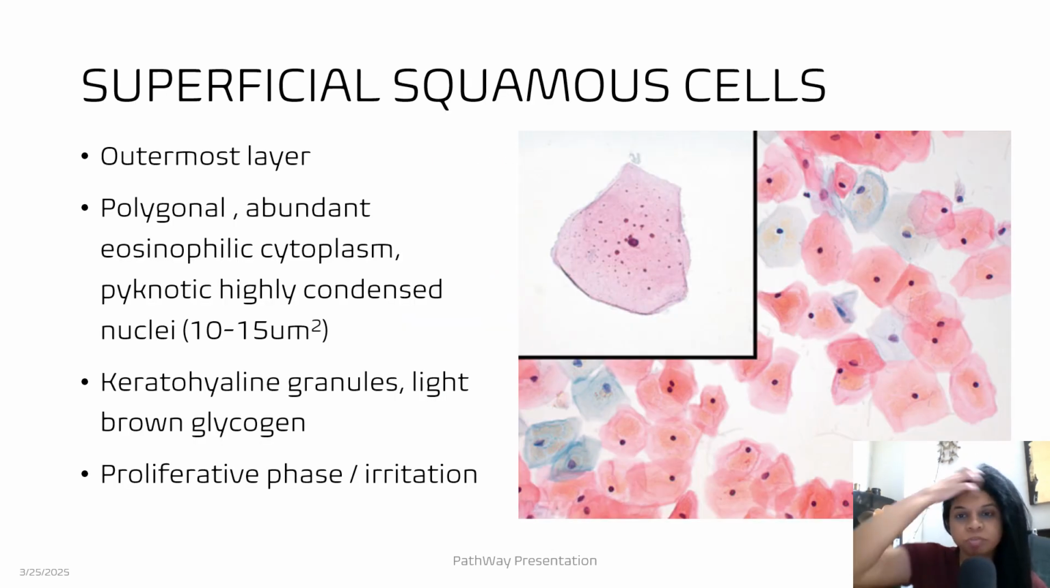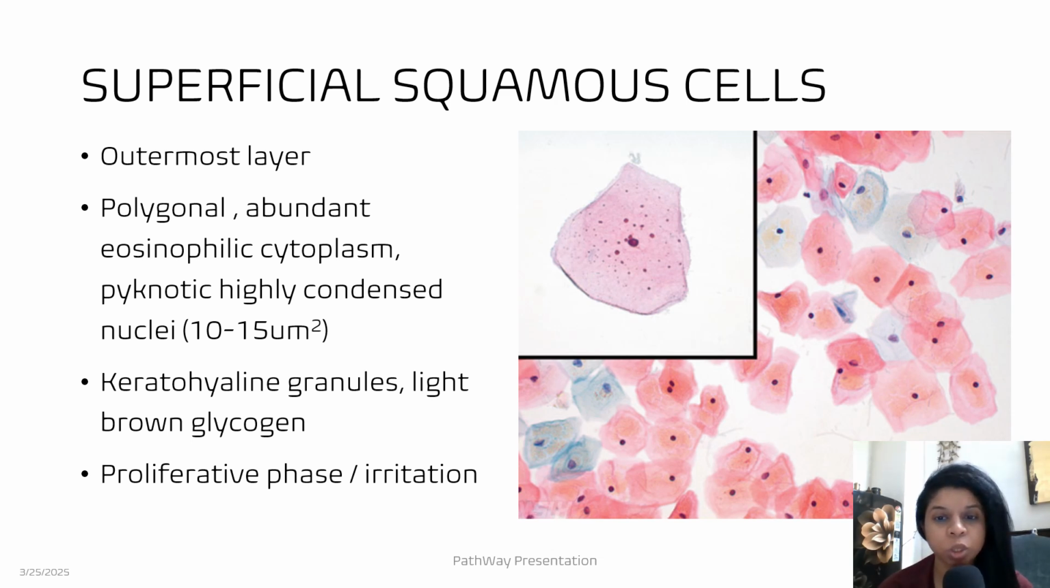So this is how a superficial squamous cell looks. It is the outermost layer, and as you can see, the cells are polygonal with abundant eosinophilic cytoplasm and pyknotic, highly condensed nuclei. Pyknotic means almost dot-like in the low power. The nuclear size is 10 to 15 micrometer square. And then you can see keratohyalin granules in the cytoplasm, or you can also see the light brown glycogen content in the superficial cells.